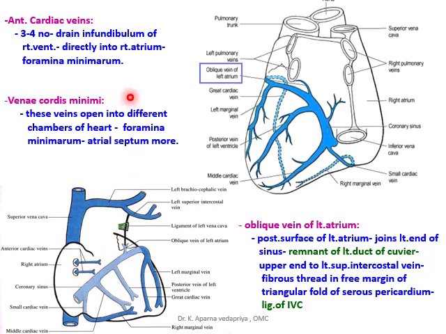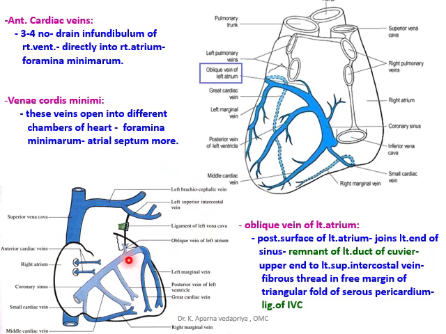And there are other veins called venae cordis minimi, which are much more in number, and very small veins, the tributary veins, which open into all the chambers of the heart, the right atrium, and the right and left ventricles via the foramina minimarum, and they are more seen in the atrial septum.